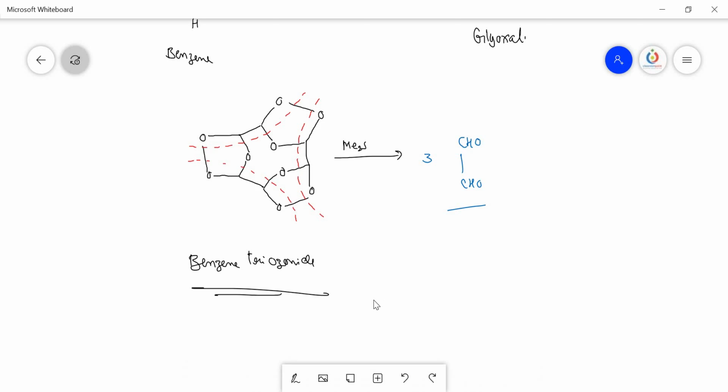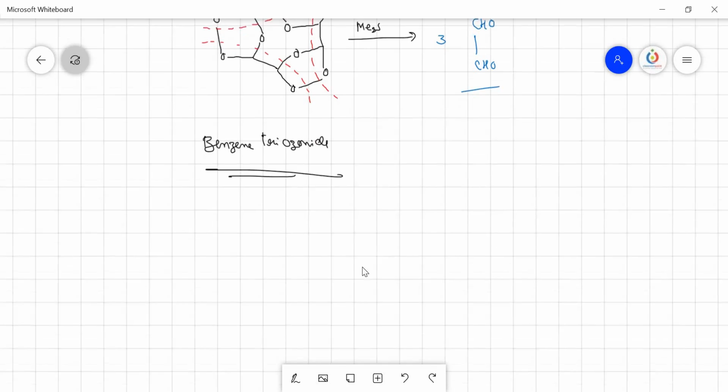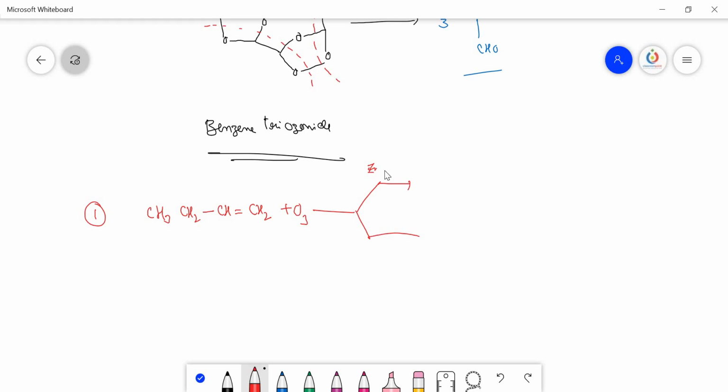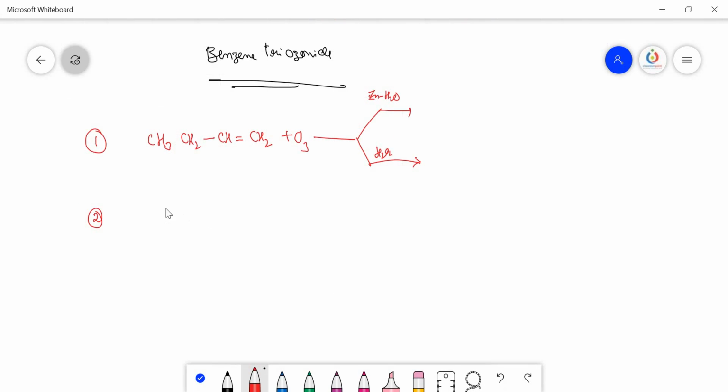So I'll give one more example. Just write down the product for this. I'm giving just simple examples here. Write down the products and tell me. So we shall see the products here.